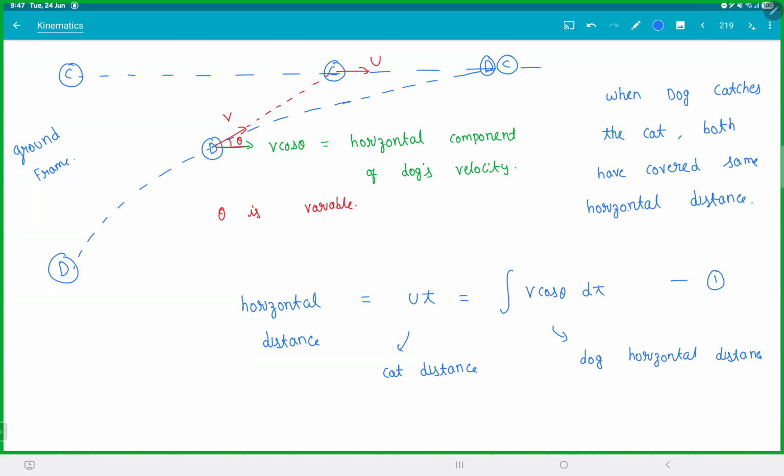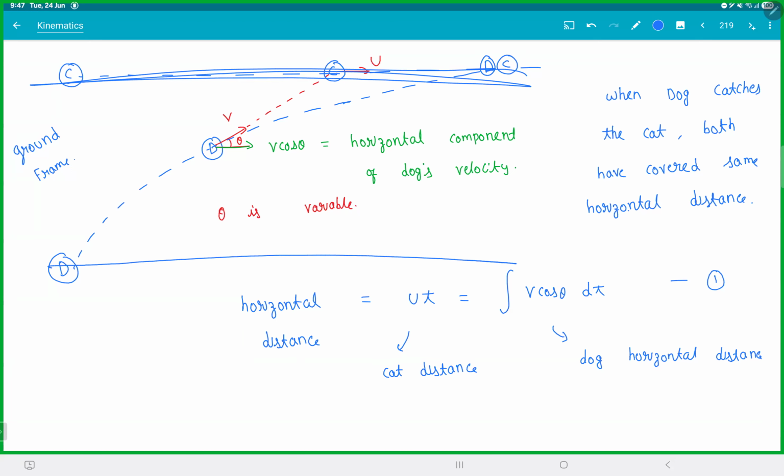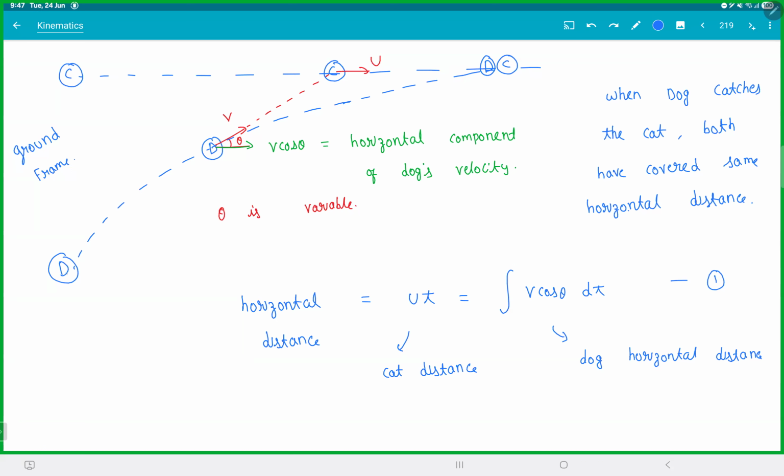That's it. There are only three possibilities. Either you are ahead, you are behind, you are with me. If you are with me, then both must have covered this distance, and this distance must be same. I'm not saying total distance. I'm not saying this length is equal to this. The horizontal distances are equal. All clear with this page, everyone?